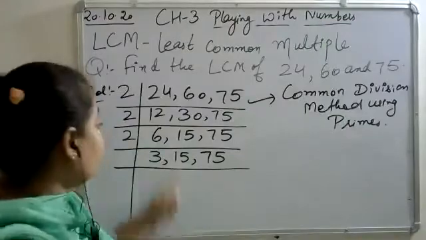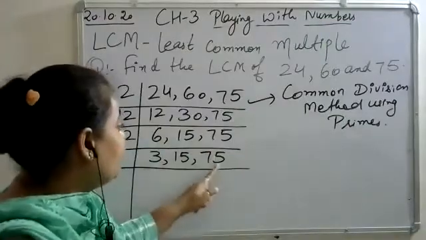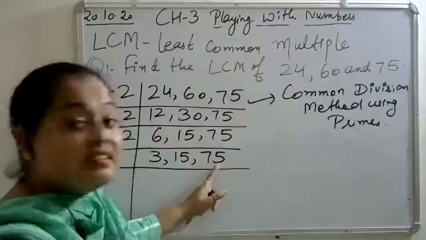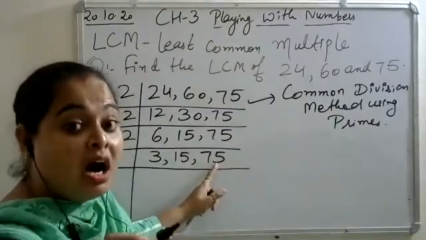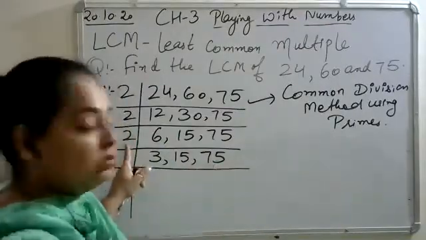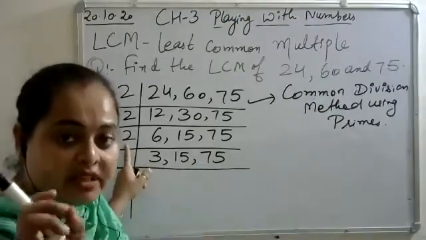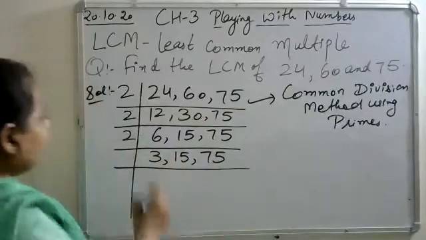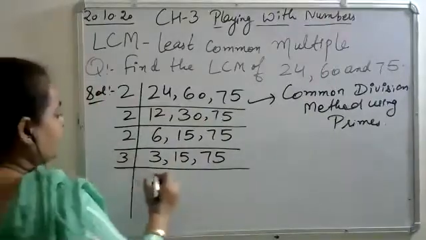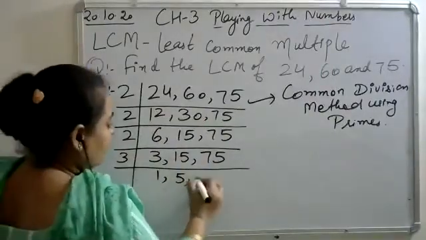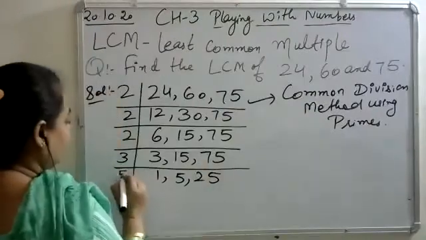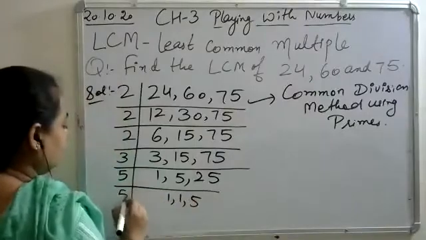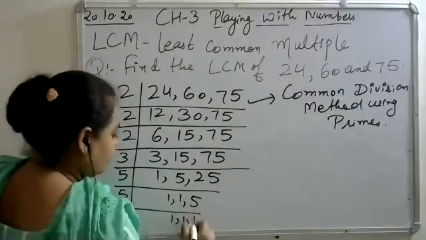Why do we repeat 15 here and why do we repeat 75 here? Because 15 and 75 both are not divisible by 2. So if any number is not divisible, then continue as it is. After that, division by 3: 1, 5, 25, then by 5: 1, 1, 5, and in the end we have 1, 1, 1.